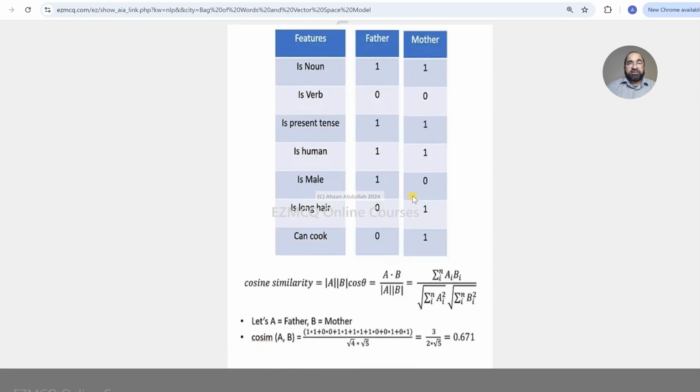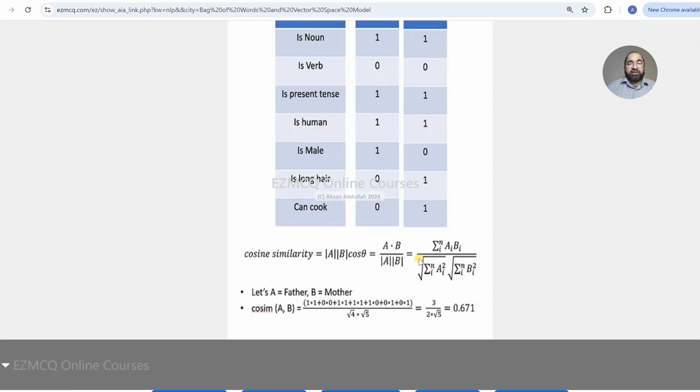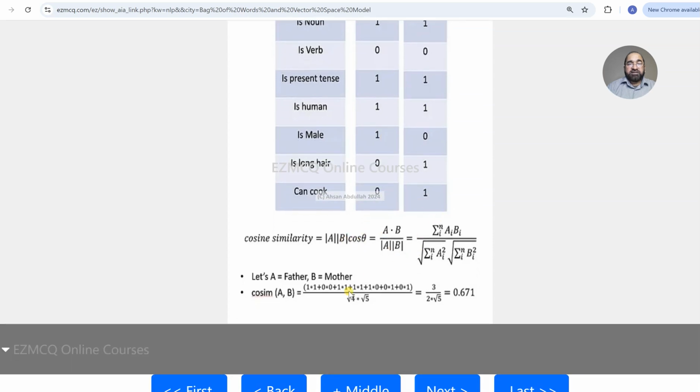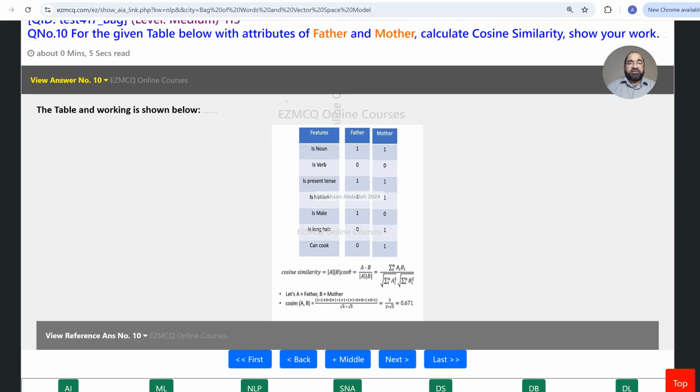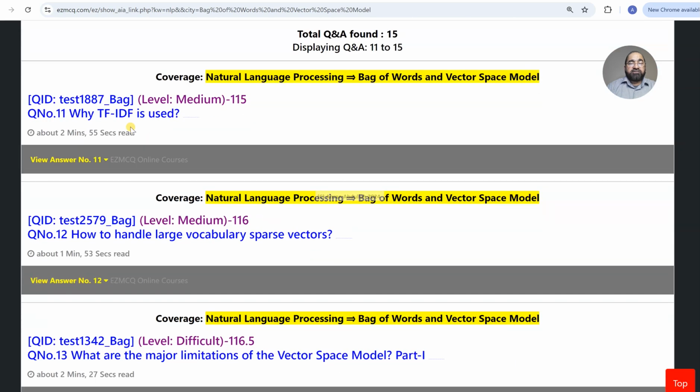So we have this vector representation of father, and a vector representation of mother, and when we take the cosine similarity, we see 1 multiplied by 1, and of course then the calculation which I've already mentioned. We see that the father and mother similarity is 0.671. That's how the cosine similarity is calculated, and that's how you can implement a simple search engine also. So let's move on, and why TF-IDF is used.